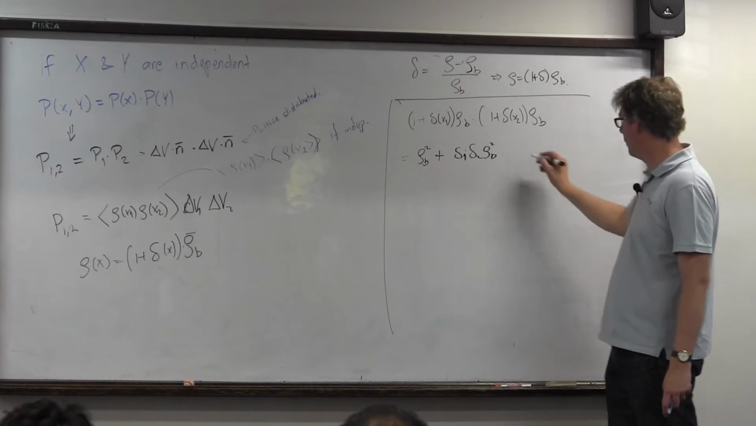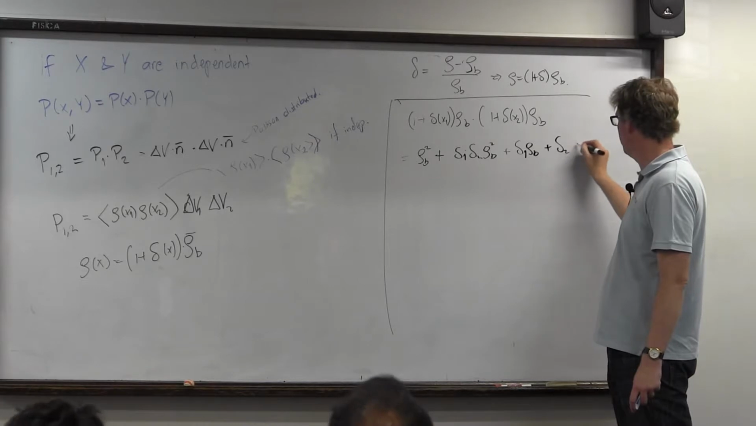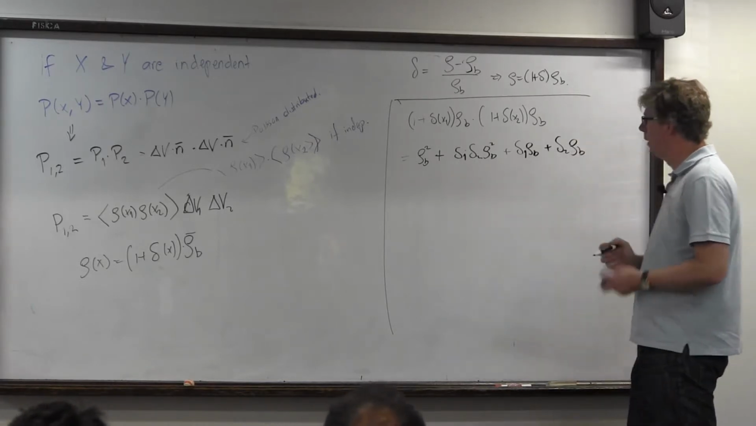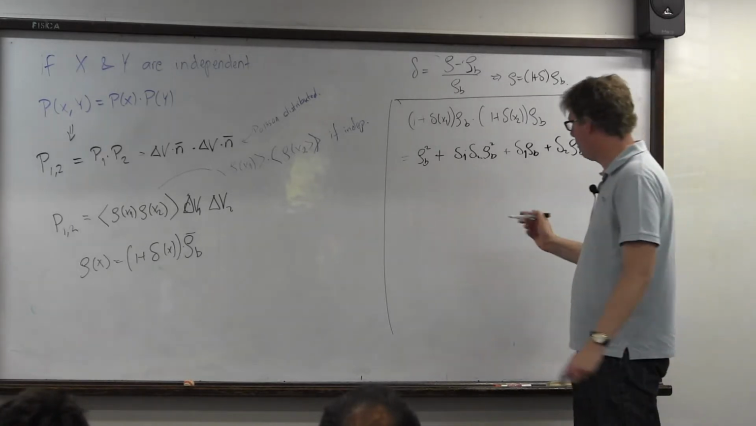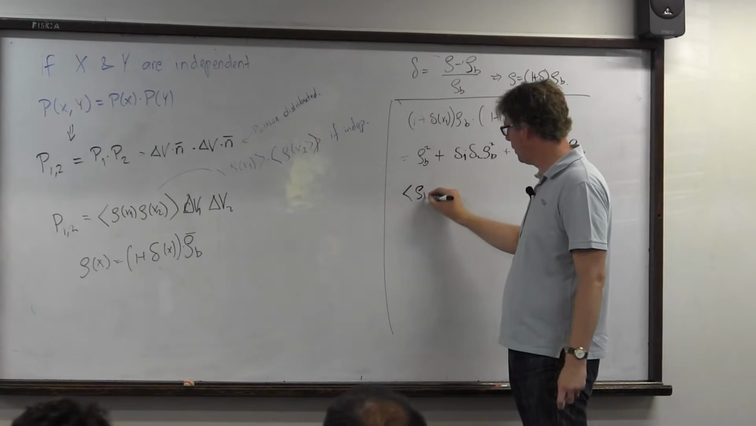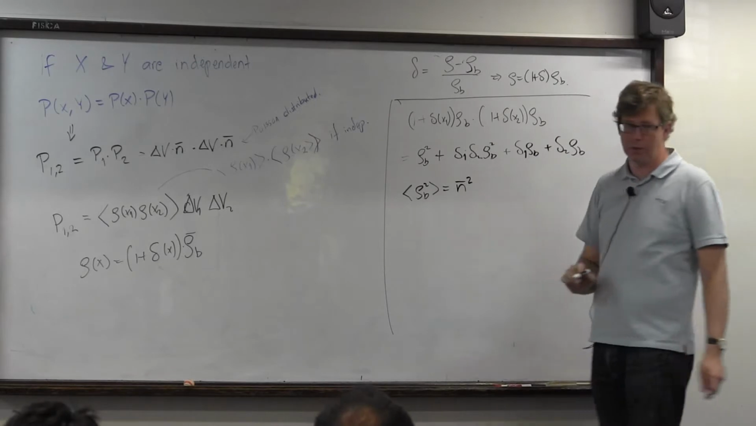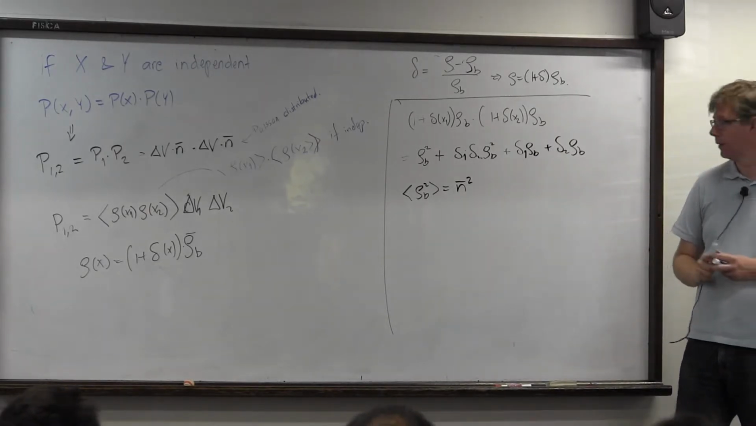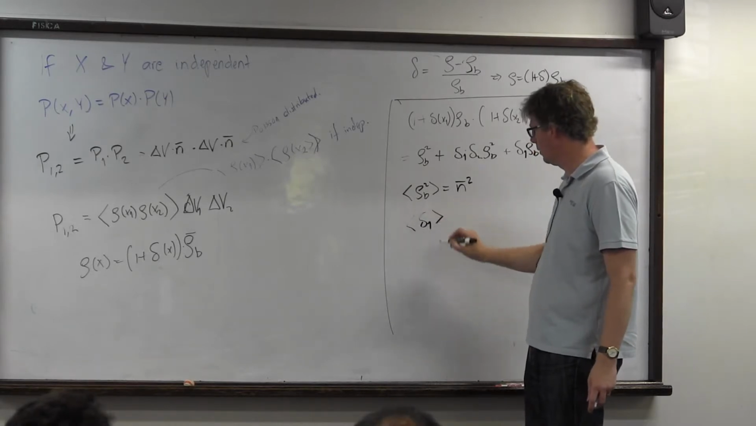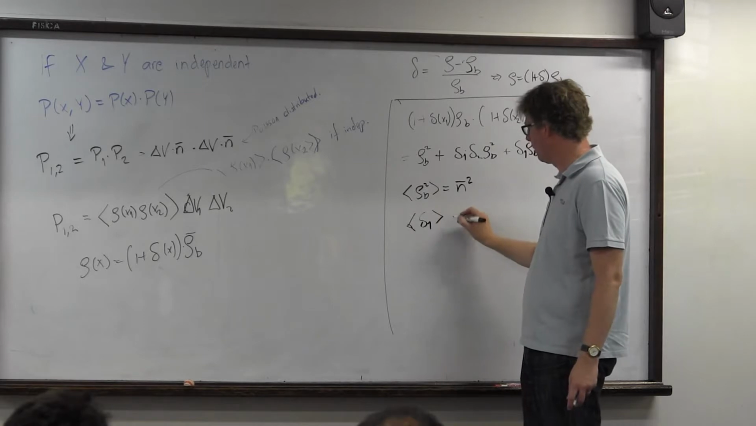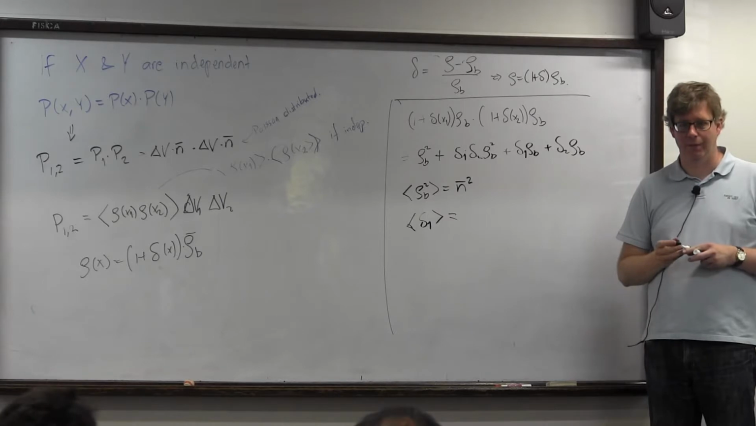And what did I forget here? Delta 1 rho b plus delta 2 rho b. And now I need to take averages over this. Okay? So the average of rho b squared is going to be what I called the density squared. The average of delta 1 is, so do you see what the average of delta is?